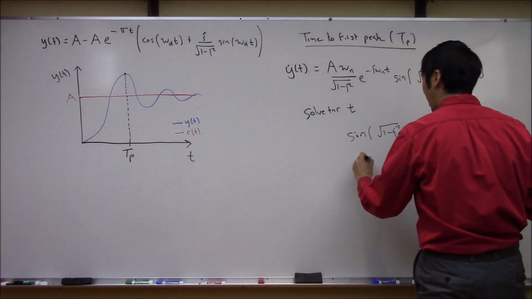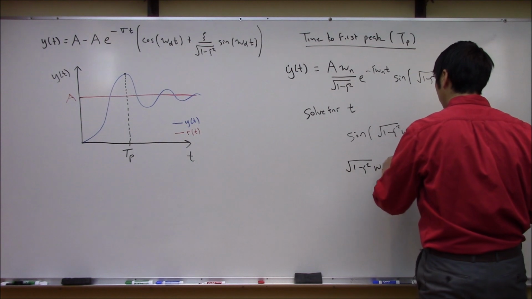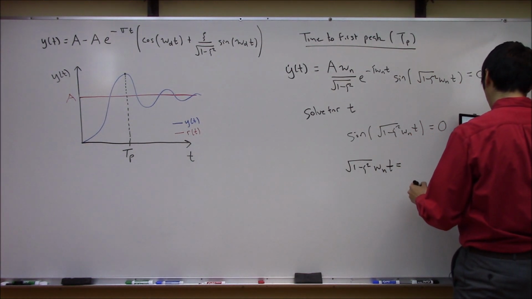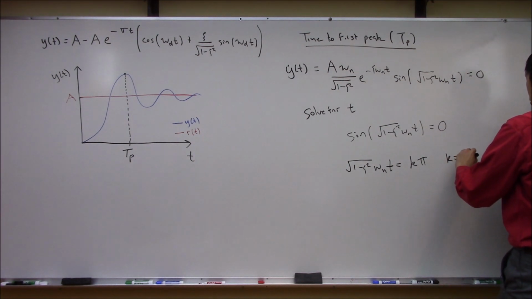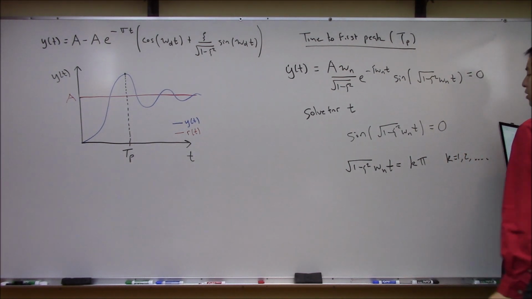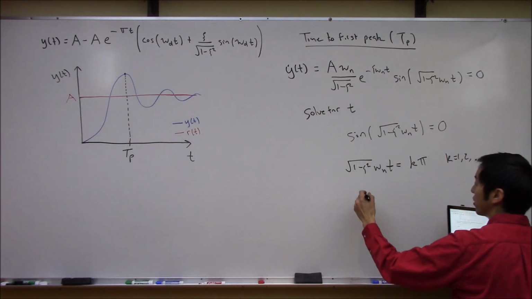So in other words, I need the square root of 1 minus zeta squared times omega n t to be equal to some integer value of pi, like k pi, right? So k has to be 1, 2, 3, etc., but some integer value. So great, solving for time, we basically get our time peak, right?